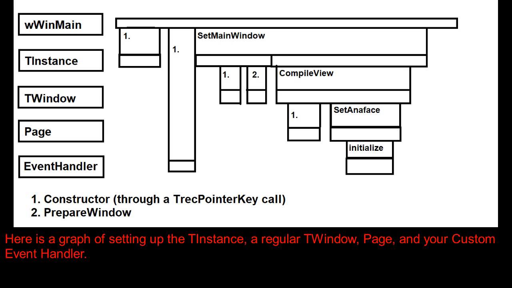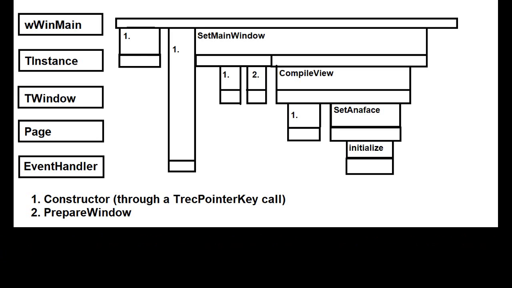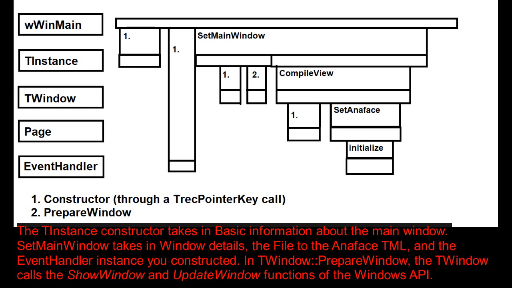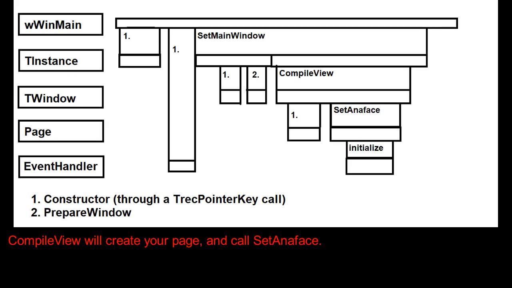Here is a graph of setting up the T instance, a regular T window, page, and your custom event handler. The T instance constructor takes in basic information about the main window. Set main window takes in window details, the file to the Anaphase TML, and the event handler instance you constructed. In T window prepare window, the T window calls the show window and update window functions of the Windows API. Compile view will create your page and call set Anaphase.